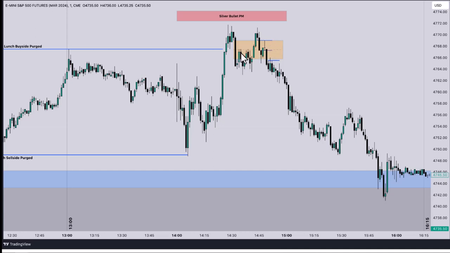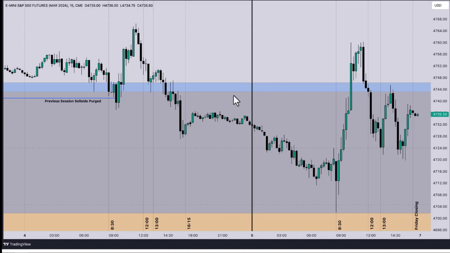So multiple entries. This could have been risky, you might not have liked it, but seeing this action could have been in there, and then seeing another action take it there. And then you could have used the PM session sell side as a target, which was hit about 15:45, a little bit later throughout the day. Or you could have gone for a 5 handle move, whichever one is a lot better.